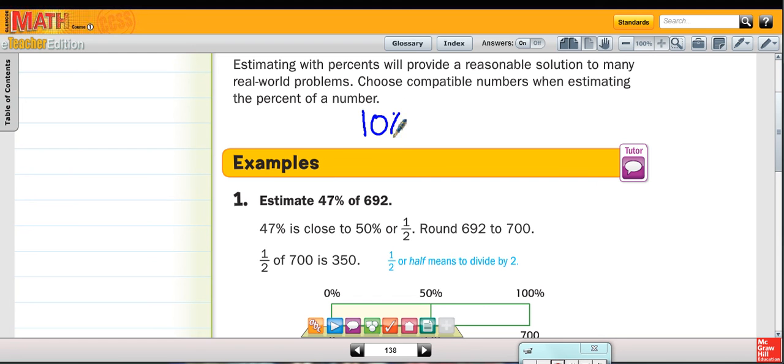Anytime you see 10% of something, okay, anytime we see 10%, our number system is based on a base 10 system. That means that if I move to the left one decimal value, I'm dividing by 10. If I move to the right one spot, I'm multiplying by 10. If I move two places to the left, I'm dividing by 100. If I move two places to the right, I am multiplying by 100.